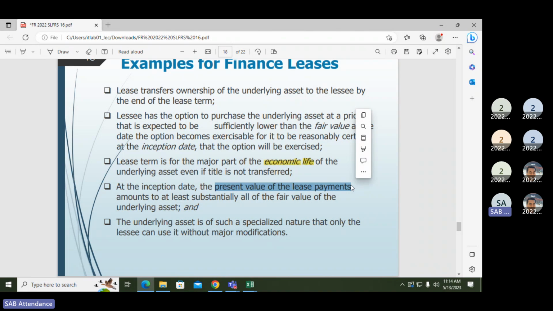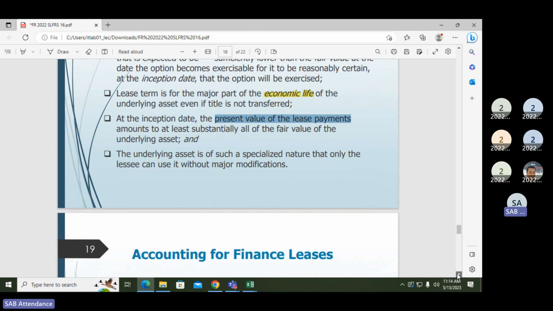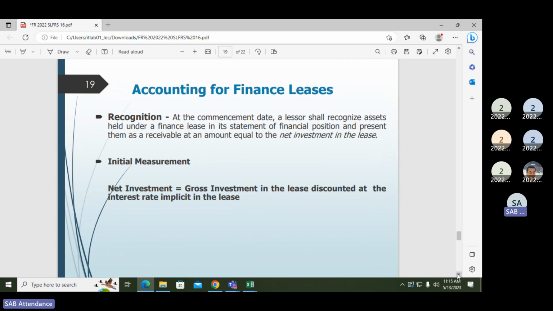Right? The bank transfers the risk and rewards. No point of keeping risk and rewards with the bank. Right. Now we'll look at the accounting treatment for finance leases.